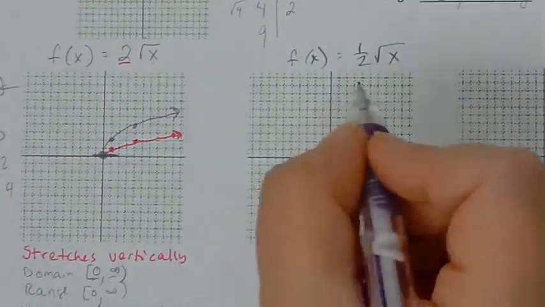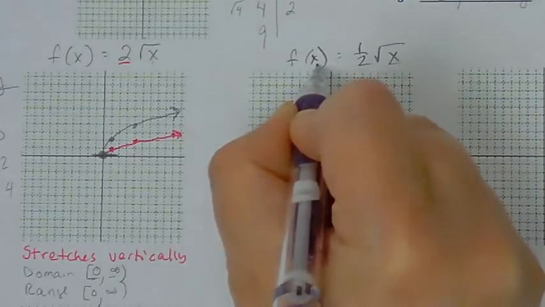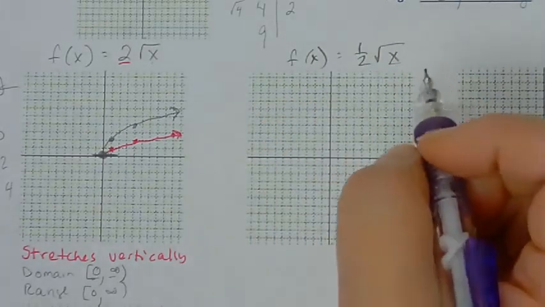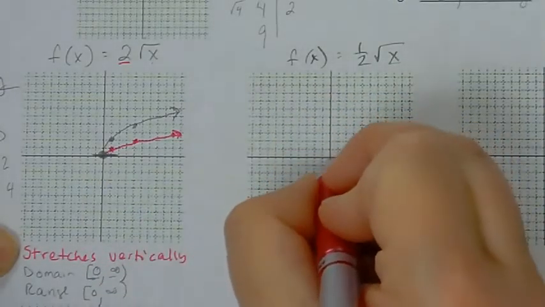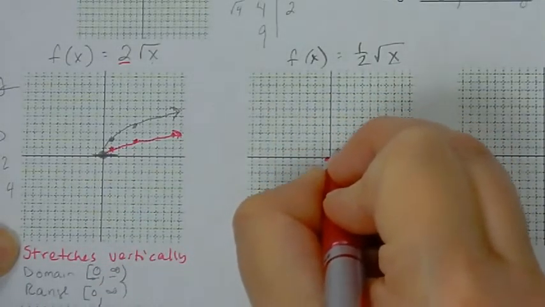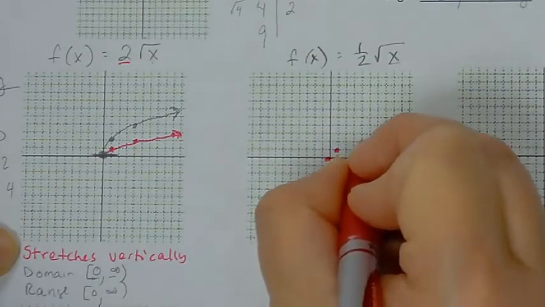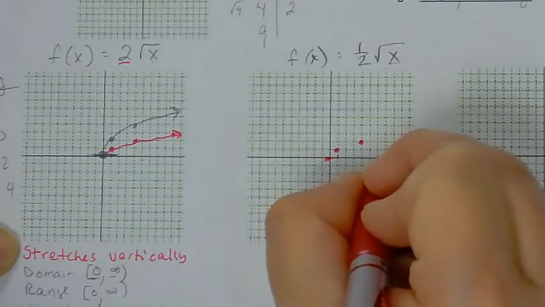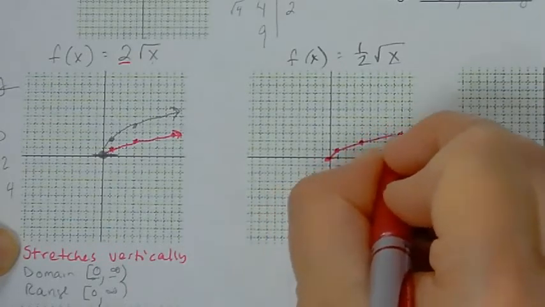So this time when we put values in for x, in order to get our y value, we're going to half the number. So let's think about first our parent function. Our parent function starts at 0, and it's input 1, output square root of 1. Input 4, output square root of 4, input 9, output square root of 9. So there's our parent function.